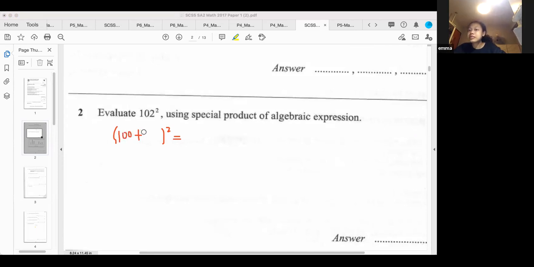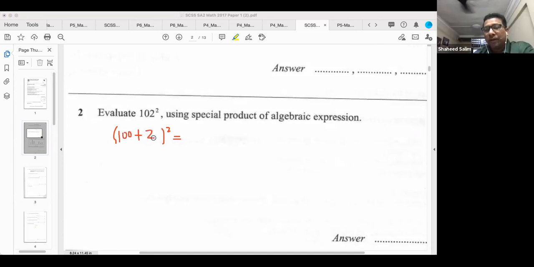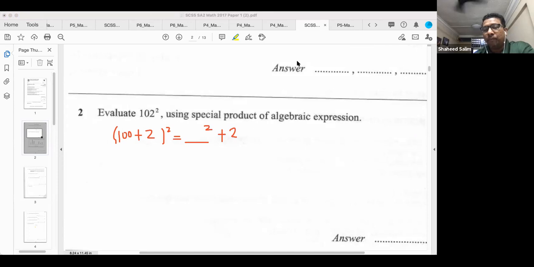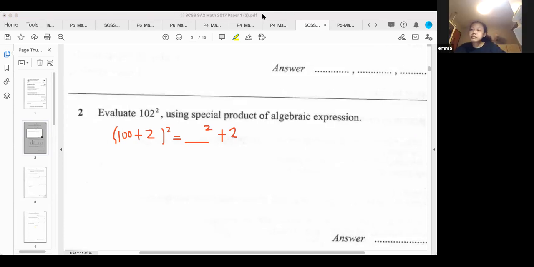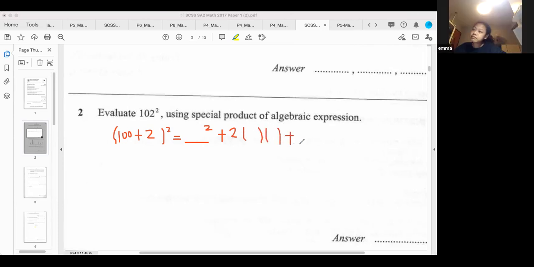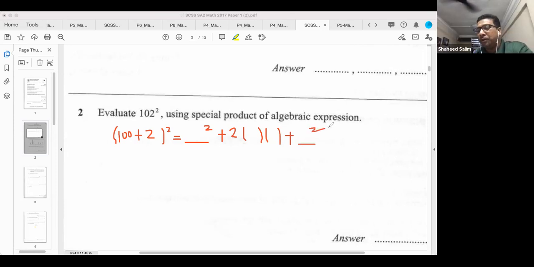100 plus 2 down here. Okay. So now you're going to have first one squared, second one 2AB, plus B squared. Remember? You put it in on the number. This one A, this one B. You know what's A? This is A, this is B. You try to put in, see whether you can do it.